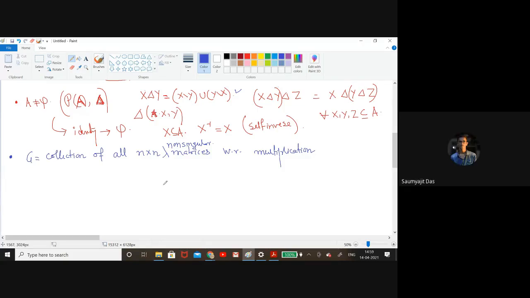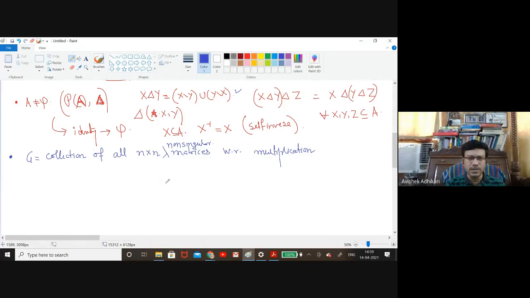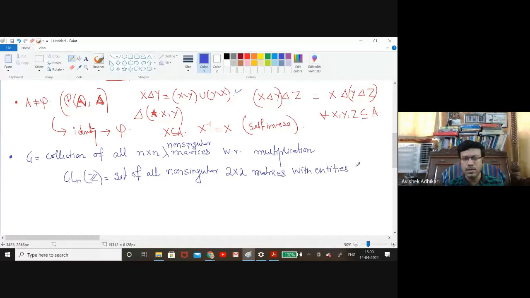Real entries, or complex? Real entries. Yes, that means you have mentioned n cross n matrices. Suppose I denote something, say GLn(Z). What is the meaning of this? This is the set of all general linear non-singular 2 cross 2 matrices with entries from Z.